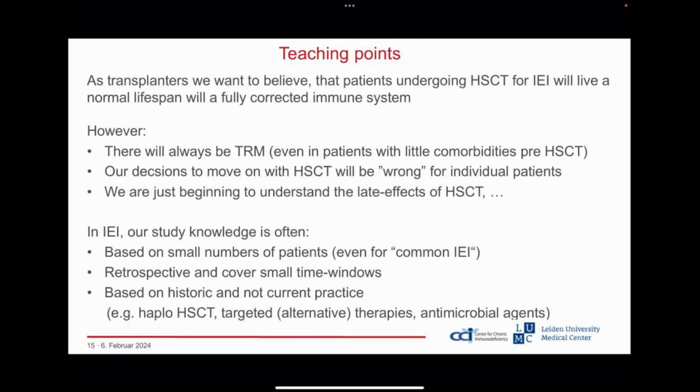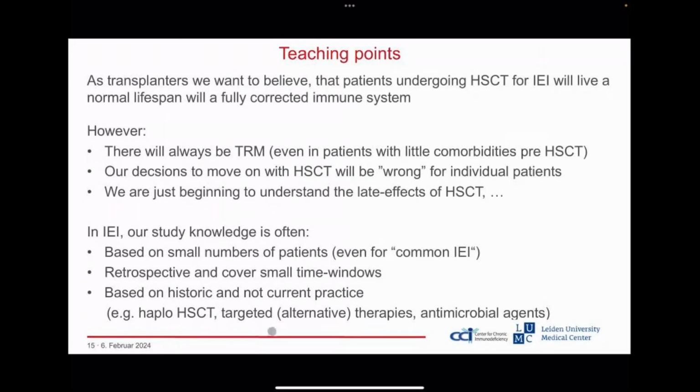And our data is often retrospective and covers small time windows, and we're just starting to have more prospective registry data available. We are often looking into data that is based on historic and not the current practice. For example, there have been great advances in haplotransplantation, offering early transplantation also in situations where there's no available donor, and many of the current studies do not implement this more advanced haplo experience.